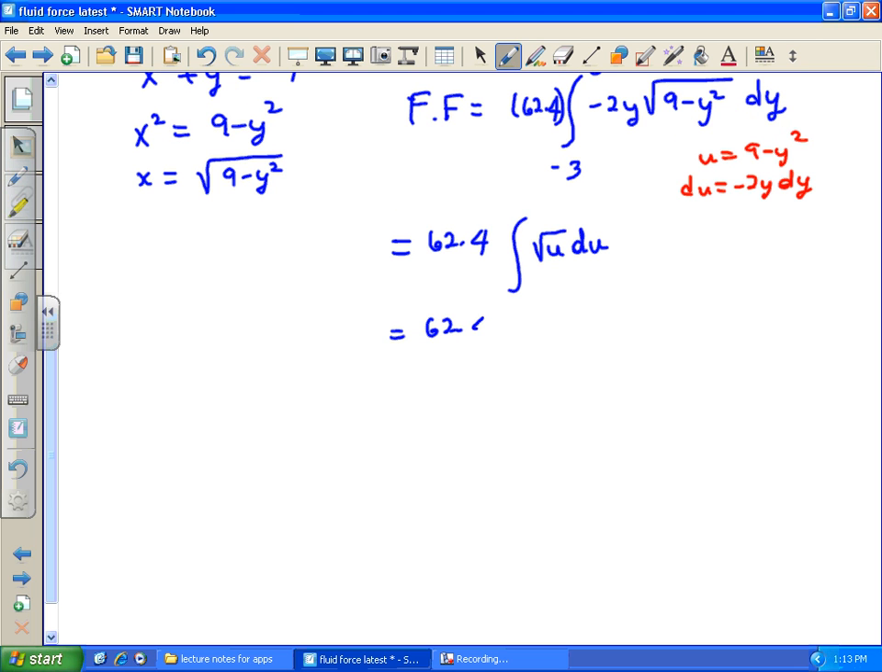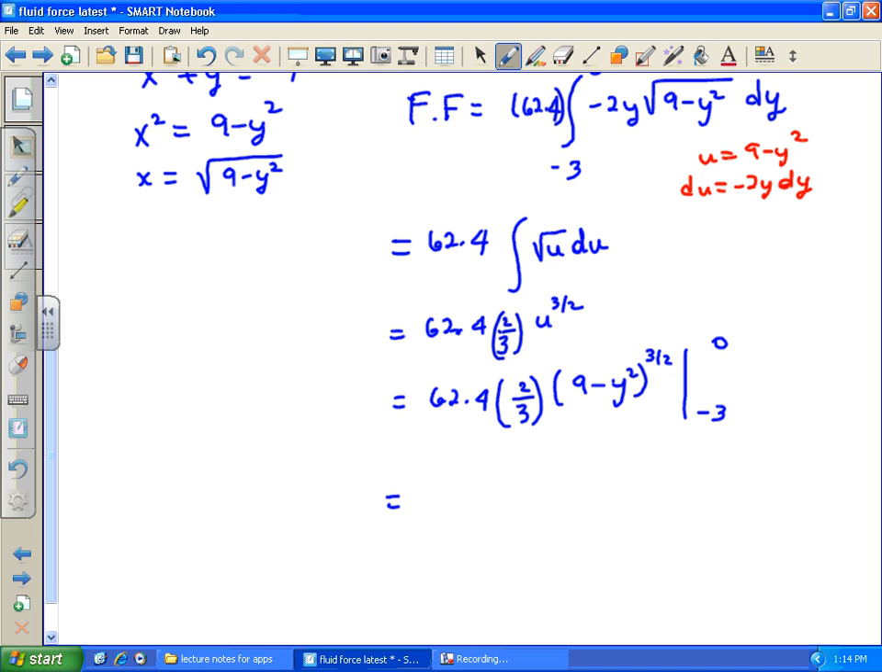So 62.4 times u to the 3 halves over 3 halves. Don't plug in the limits yet. First bring back the u in terms of y, and u was 9 minus y squared. Then the limits, which are from negative 3 to 0. It's important to always do upper limit minus lower limit. So first plug in the 0 for y, minus plug in the negative 3 for y, and subtract the two answers. Let's see what we get there.